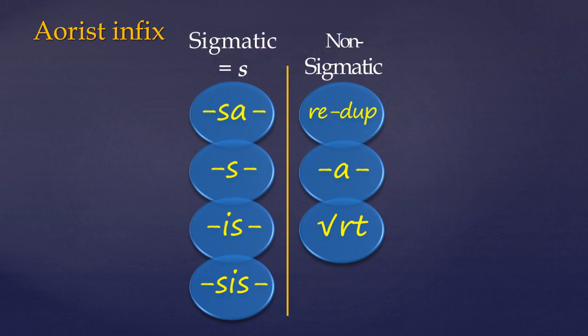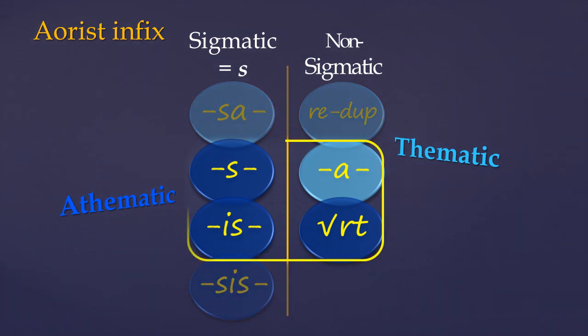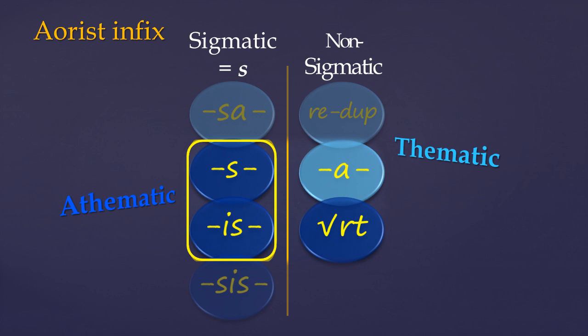Now, Sanskrit grammar also tends to describe verbs as thematic when the stem ends in an a, and so the aorist infixes are often divided into thematic and athematic, purely based on whether they terminate in a. The good news for us is that only 4 of these infixes survive in Pali, and only 2 occur with any frequency. So let's now look at these 4 aorist infixes in turn.